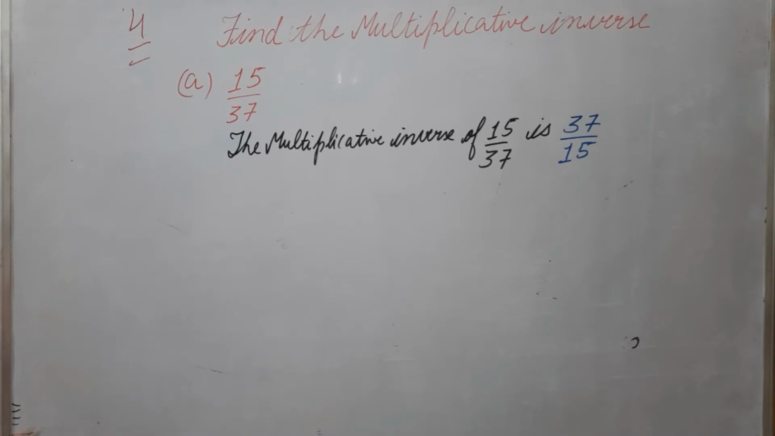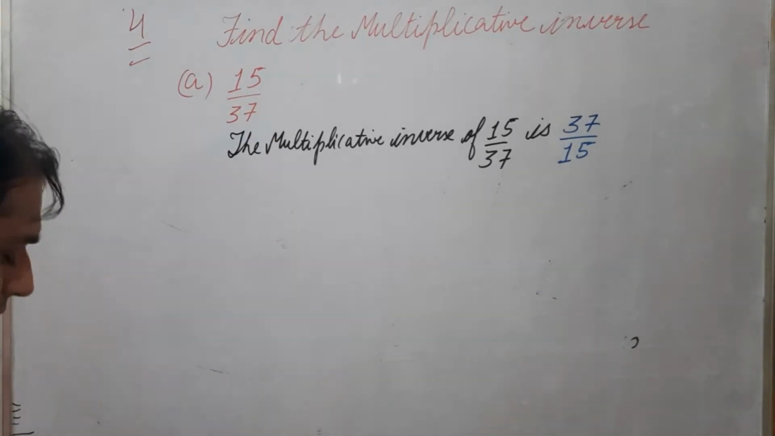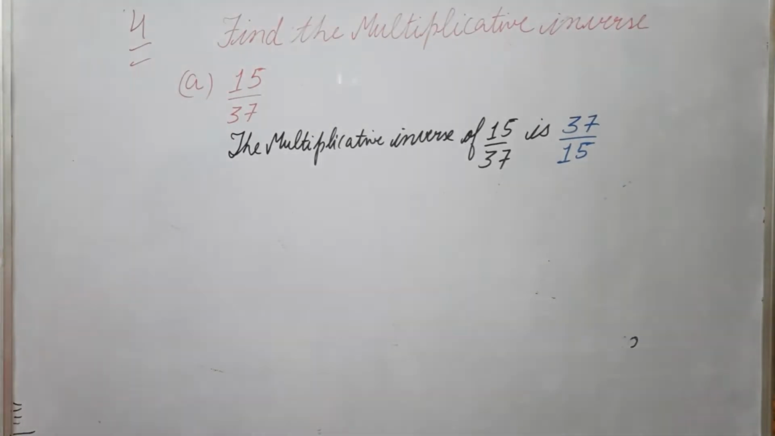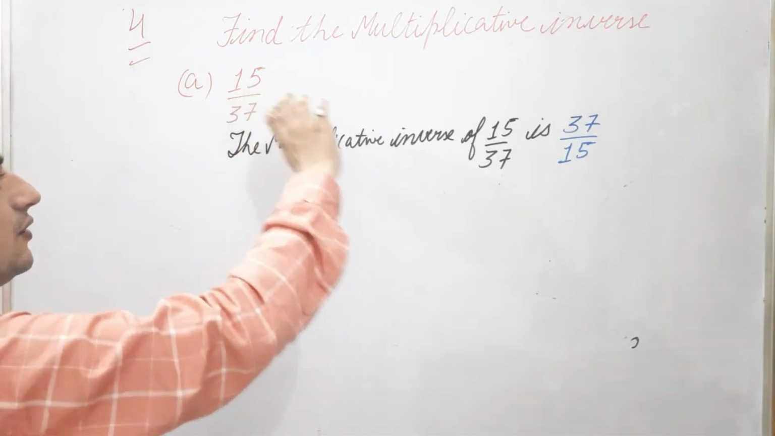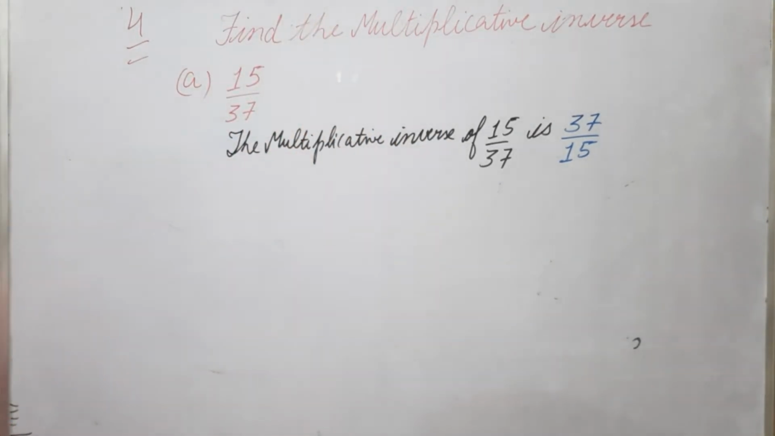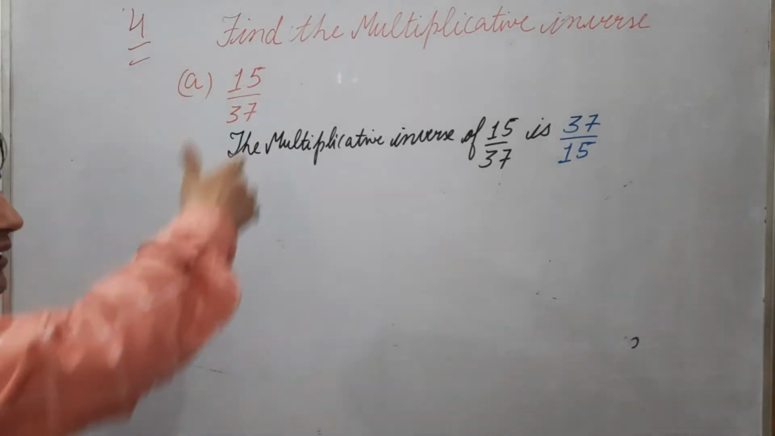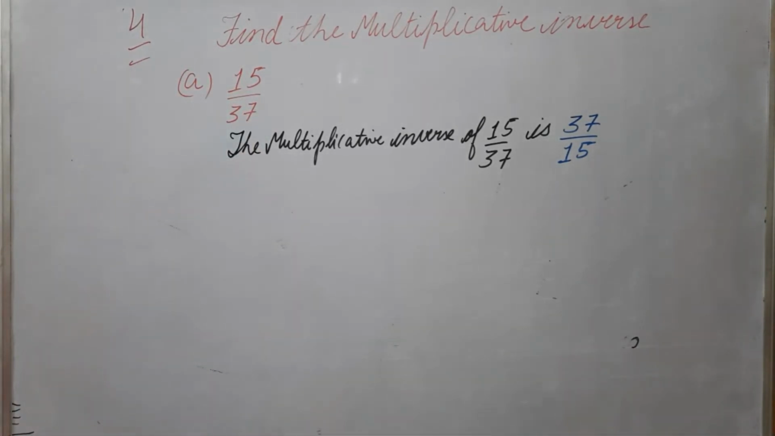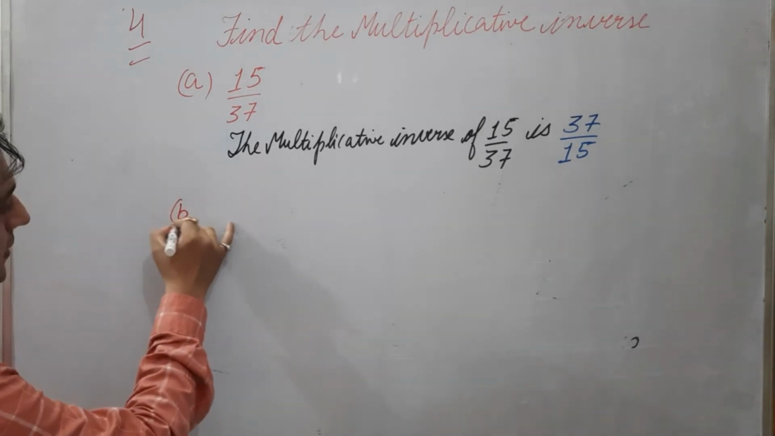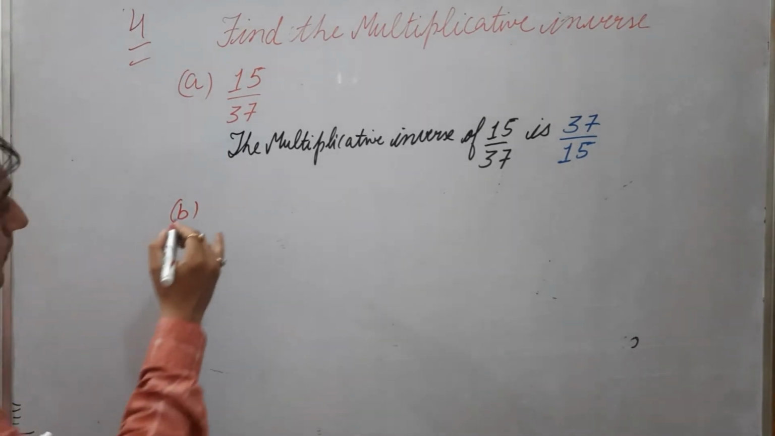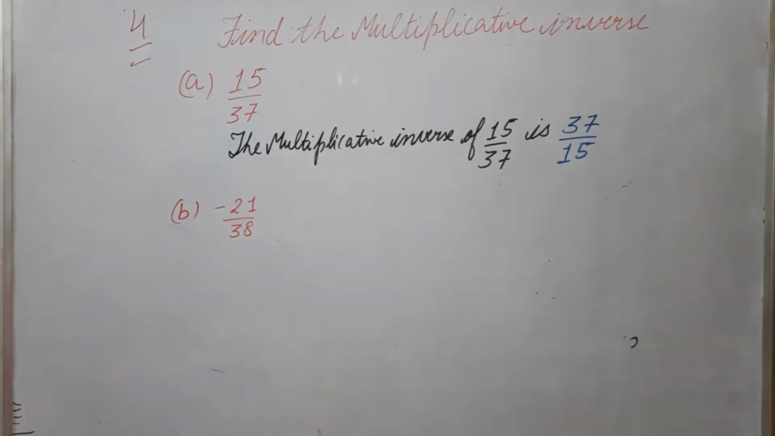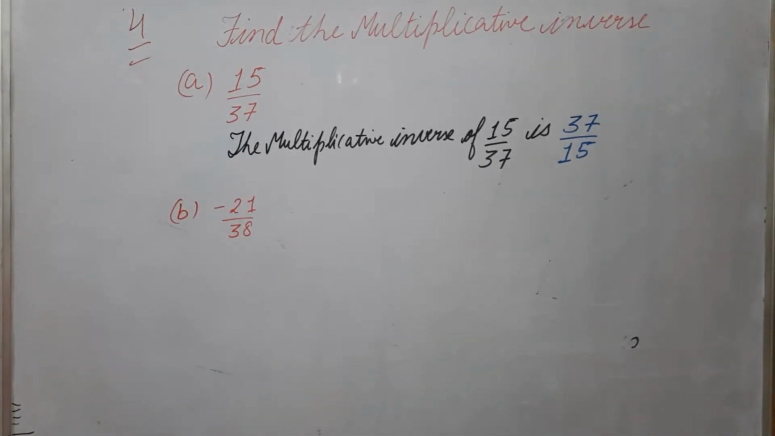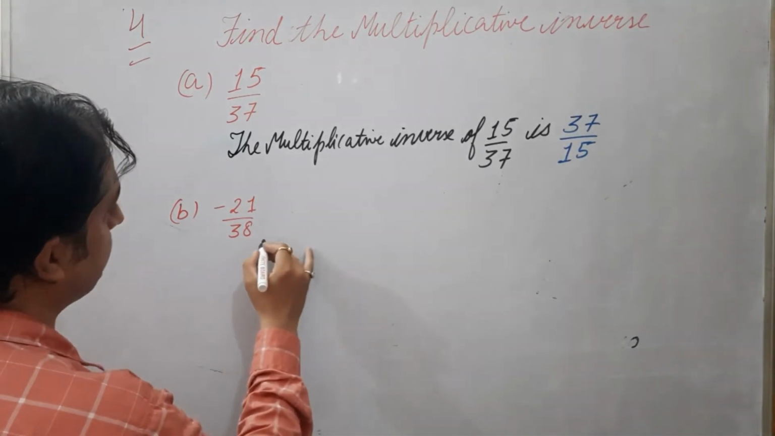Multiplicative inverse of rational number 15 upon 37. Just interchange the positions of numerator and denominator, or it is called the reciprocal. Reciprocal means interchange the numerator and the denominators, right? So this is the question number 1. Second part of this one is minus 21 upon 38. Again, it's multiplicative inverse.